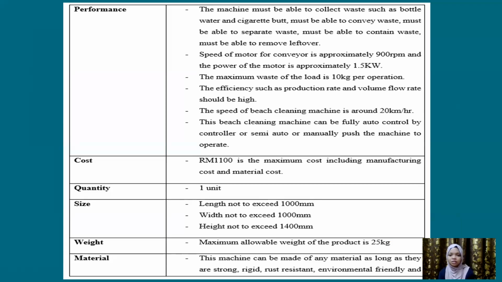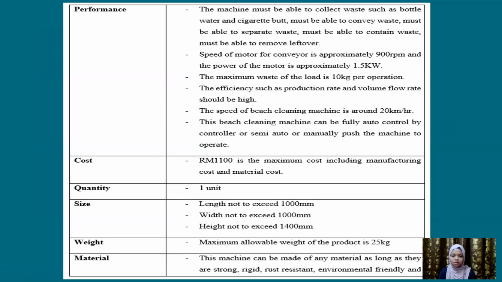The maximum waste load is around 10 kilogram per operation, and for effectiveness, the production rate and volume flow rate should be high, and the speed of the beach cleaning machine is around 20 km per hour. And the last one for the performance is that this beach cleaning machine can be fully automatic, auto controlled by the controller, or semi-automatic or manual, pushing the machine to operate.